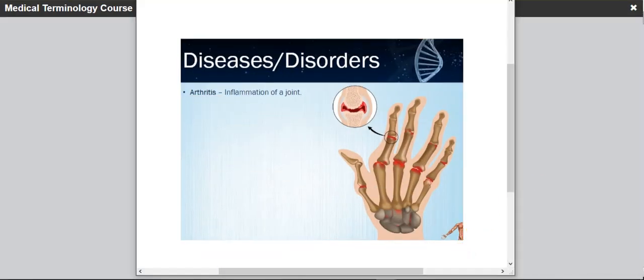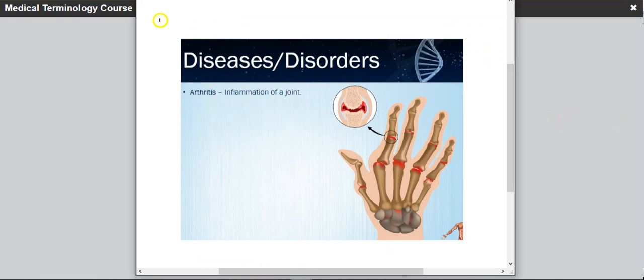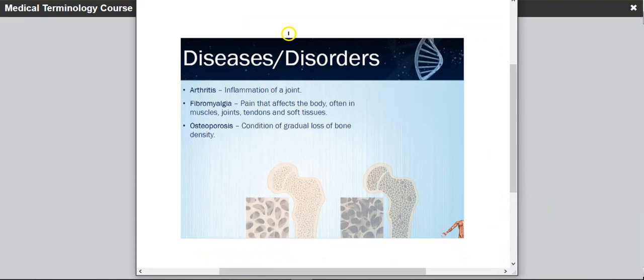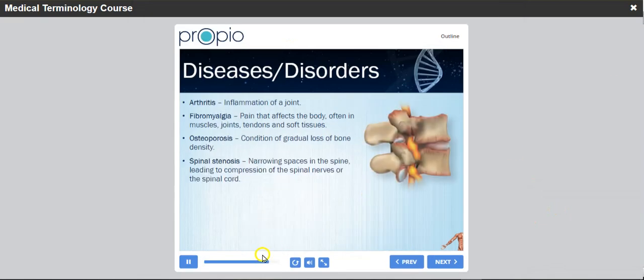Fibromyalgia is pain that affects the body, often in muscles, joints, tendons, and soft tissues. Osteoporosis is the condition of gradual loss of bone density. Spinal stenosis.